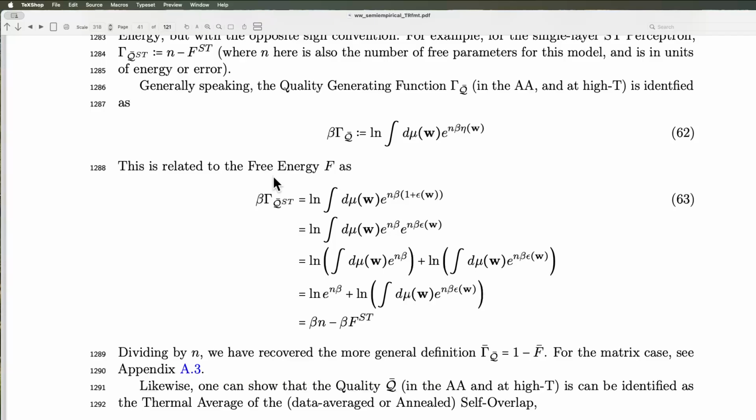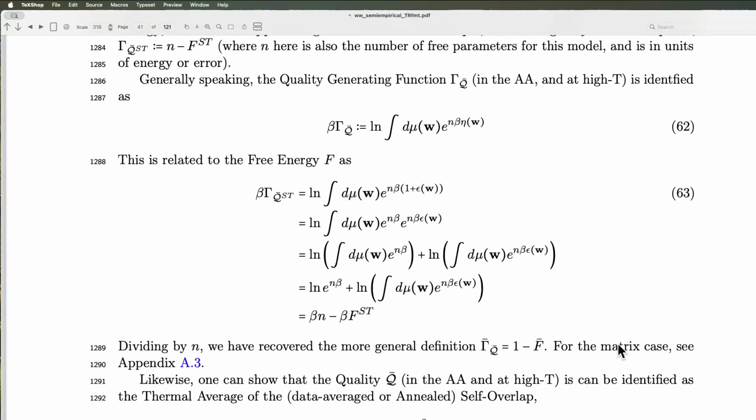So we're going to define this idea of quality to be n minus the free energy, or more generally, the average quality. And this is terrible that 1289 doesn't know. It says the average, the n-dimensional average. So you basically divide everything by n, and you get this result. The matrix case is a little more complicated.